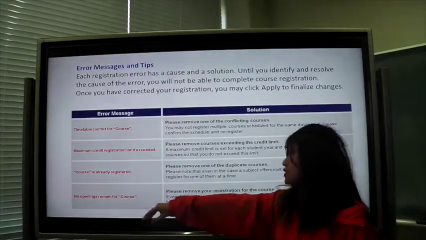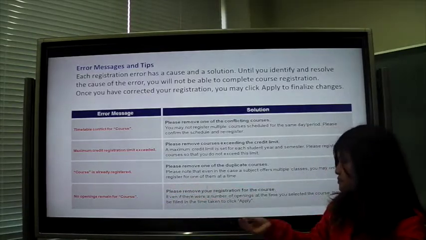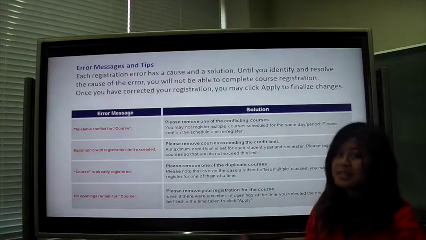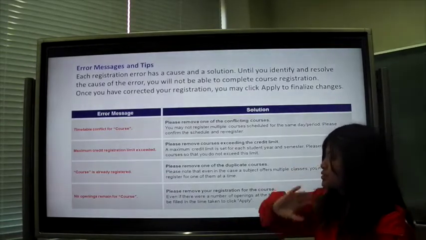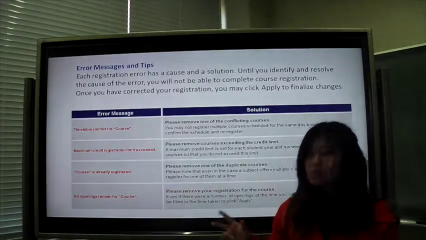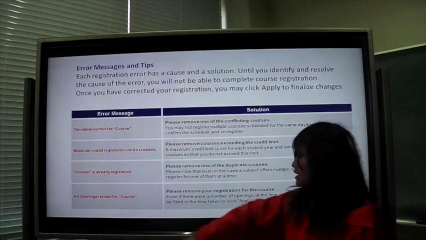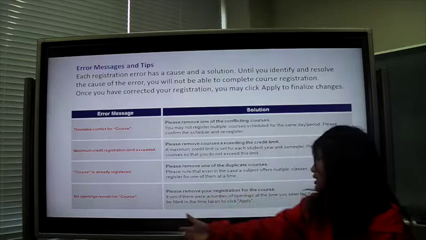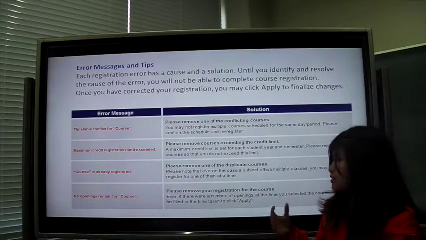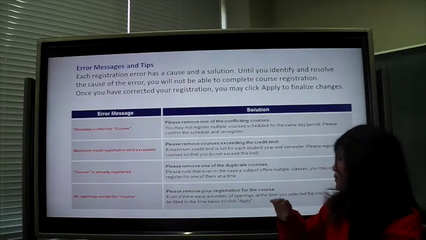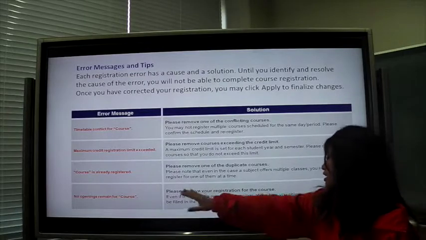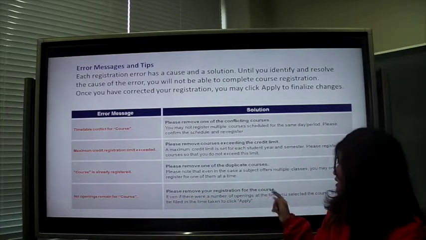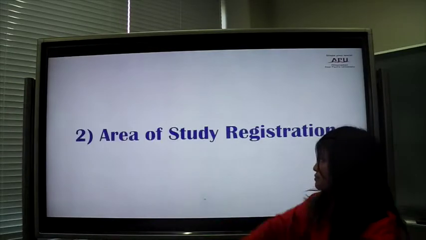And then third, the course is already registered. So if there are 2 courses at different times, you have to remove one, because basically both of the courses are the same. And lastly, if there are no openings remaining for a course, this will appear if the course has no vacancy. In order to solve that, you just have to remove your class at the registration.